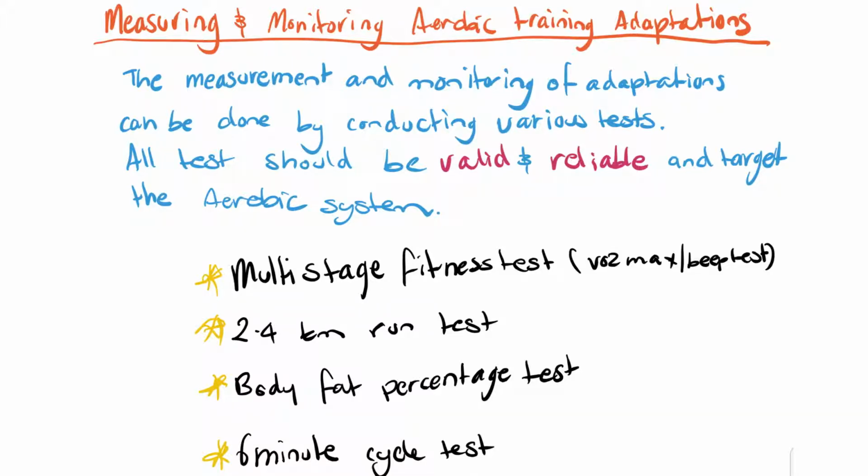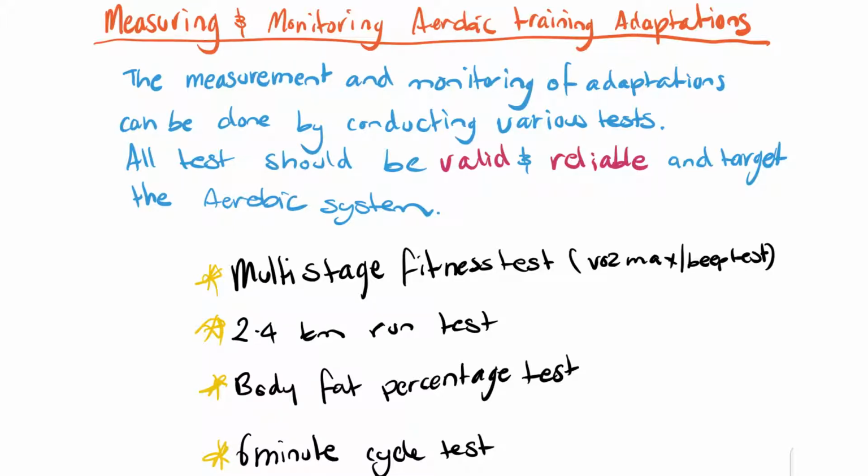And this is the multi-stage fitness test, so that's looking at the VO2 max test, or more commonly known as the beep test, and a 2.4 kilometre run test, so that's looking at how fast and how efficient you can run a 2.4 kilometre run.